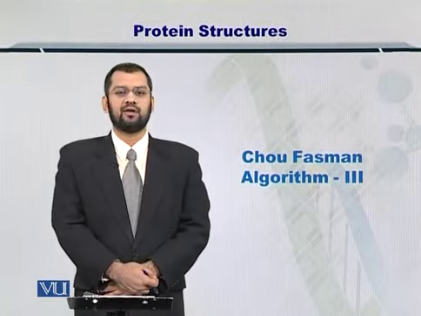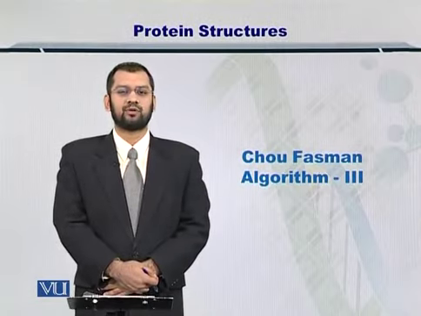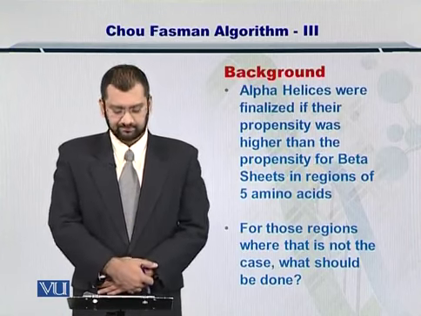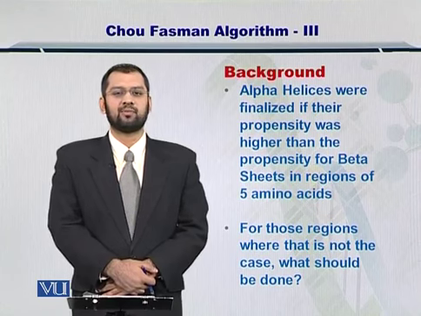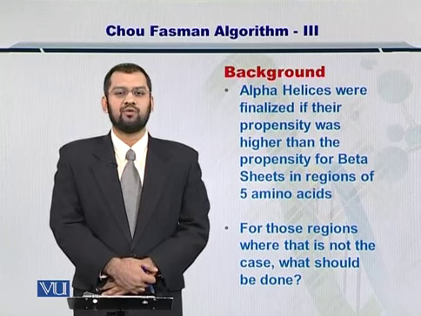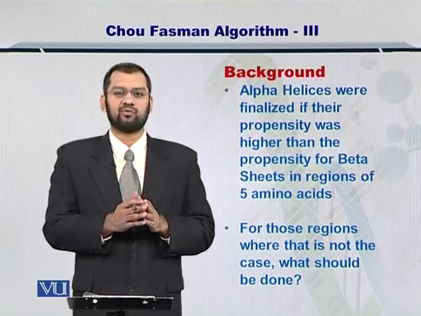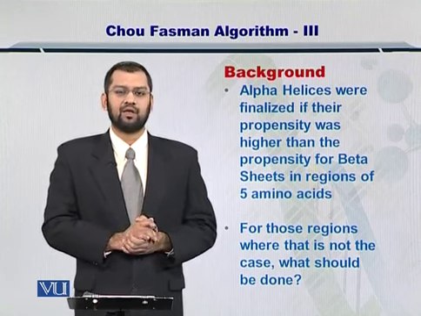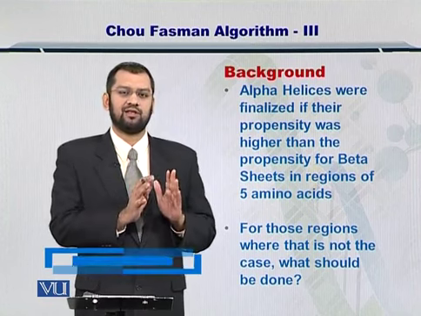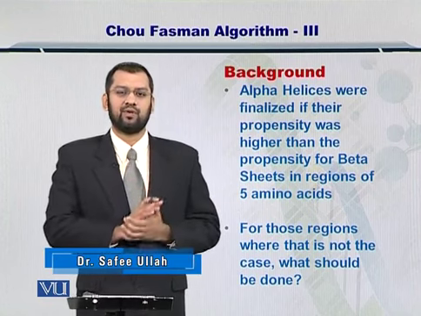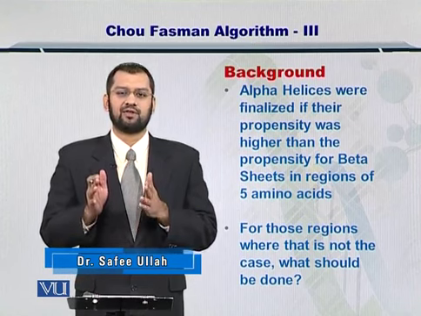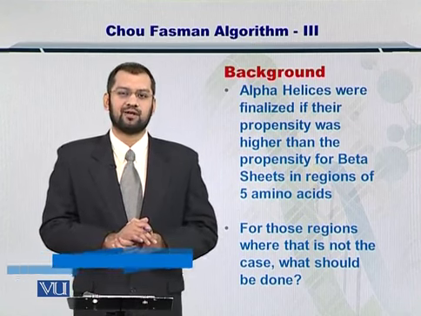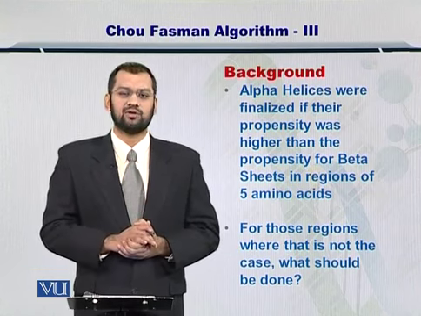Dear students, in this module I will continue to talk about the Chou-Fasman algorithm. We have already finalized the alpha helices if the propensity for alpha helices for 5 contiguous amino acids was greater than the propensity for formation of a beta sheet. So once we have finalized the alpha helices, that is out of our way, and the remaining amino acids can now be evaluated for their tendency to form a specific secondary structure such as a beta sheet or a loop.